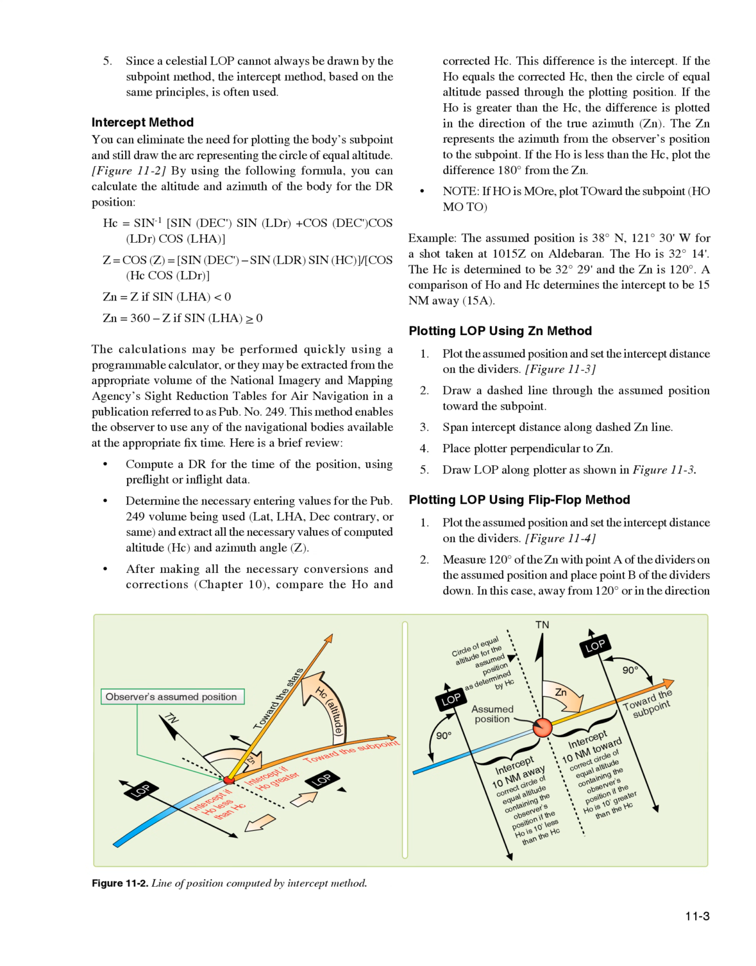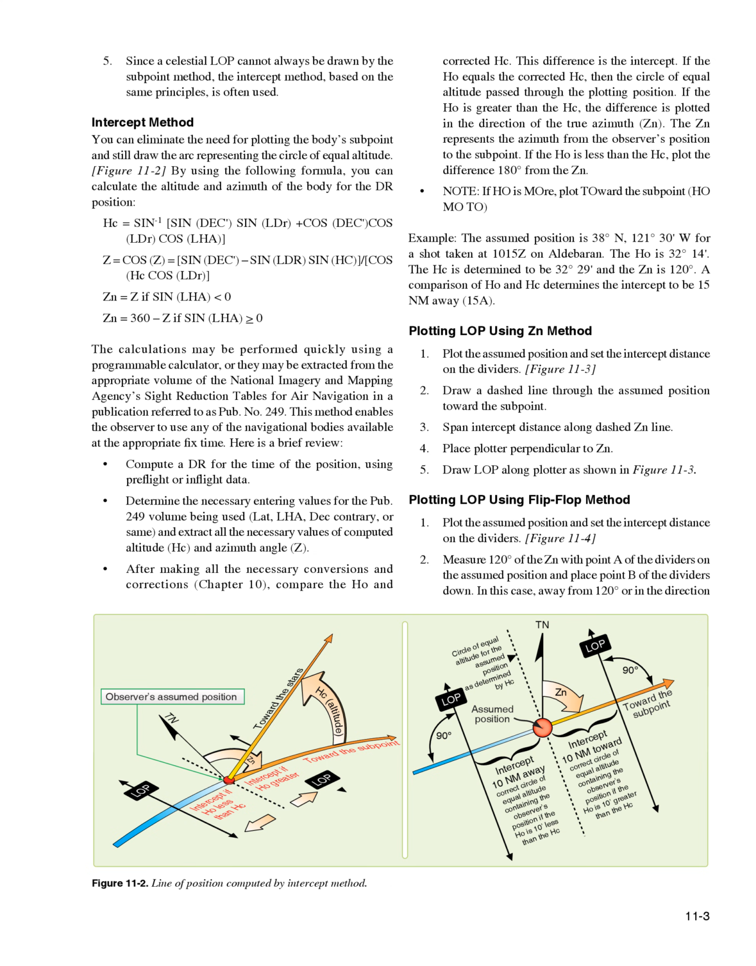If the HO is greater than the HC, the difference is plotted in the direction of the true azimuth Zn. The Zn represents the azimuth from the observer's position to the subpoint. If the HO is less than the HC, plot the difference 180 degrees from the Zn. Note: if HO is more, plot toward the subpoint.